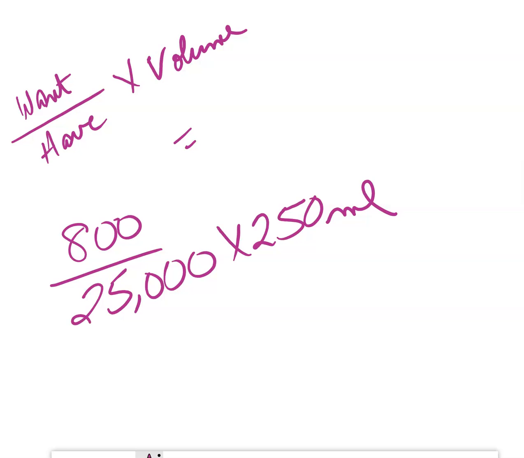So 800 divided by 25,000 times 250 is going to be 8 mLs per hour. And according to the answer, it is 8 mLs per hour. So again, what you have ordered divided by what you have, as far as what the pharmacy sent you or your supply, and multiplied by the volume gives you the answer. So it's 8 mLs per hour.